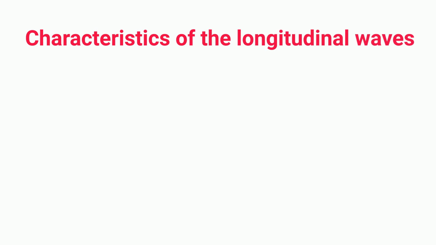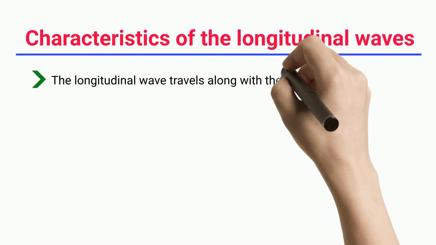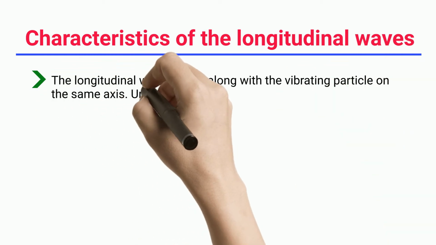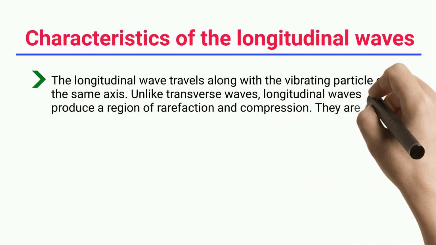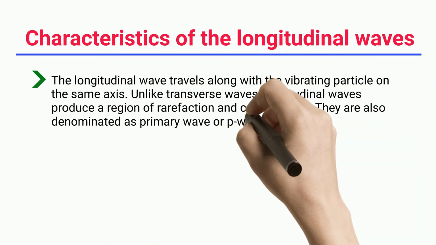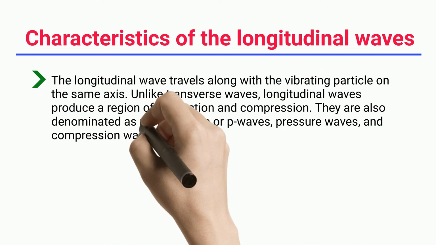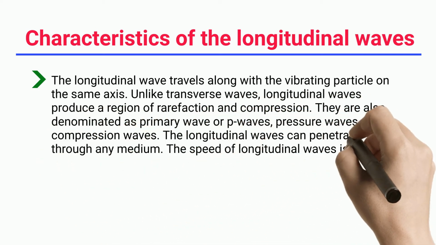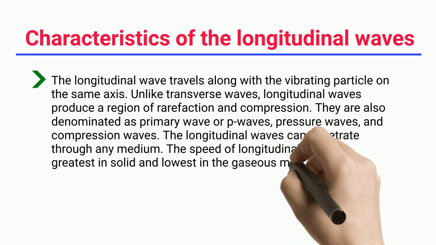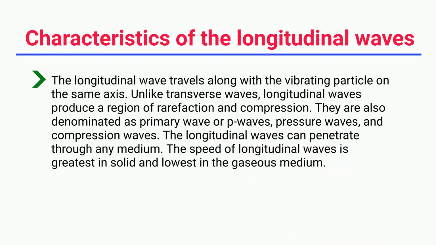Characteristics of the longitudinal waves. The longitudinal wave travels along with the vibrating particle on the same axis. Unlike transverse waves, longitudinal waves produce a region of rarefaction and compression. They are also denominated as primary wave or P waves, pressure waves, and compression waves. The longitudinal waves can penetrate through any medium. The speed of longitudinal waves is greatest in solid and lowest in the gaseous medium.